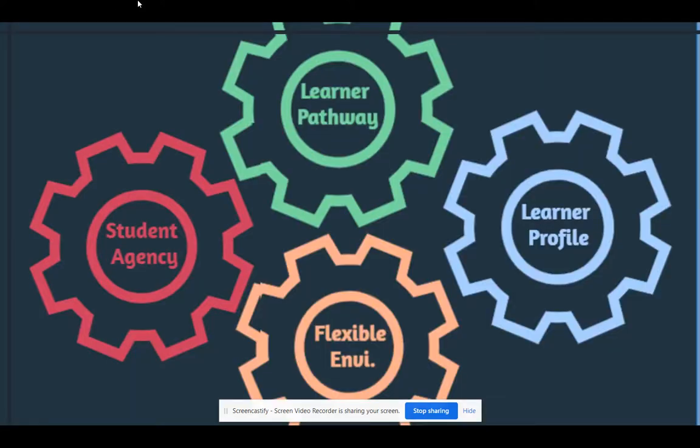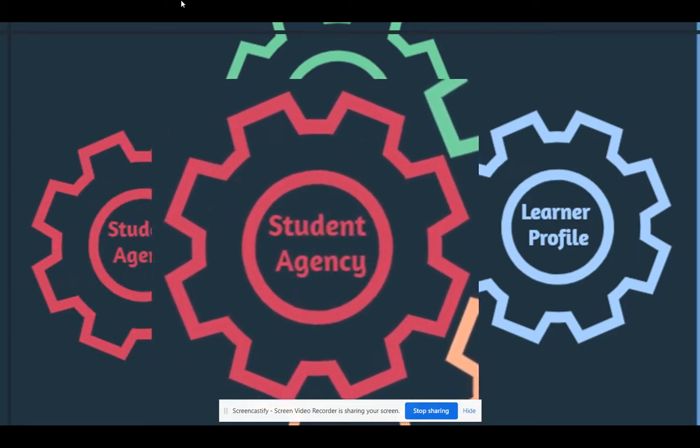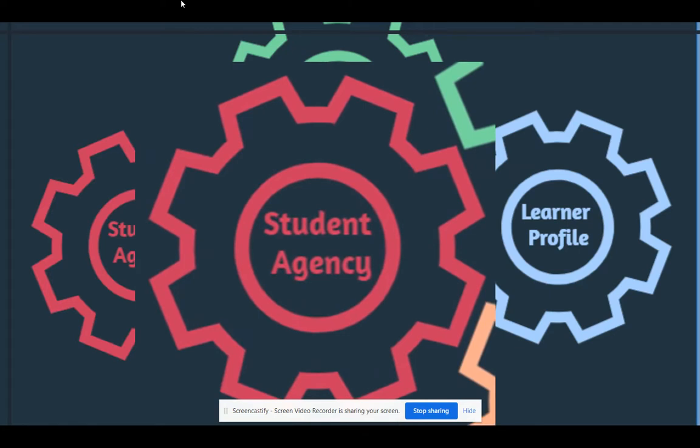So these are the 4 pillars that we're going to be working on: learner pathway, student agency, flexible environment, and learner profile. Those are the 4 big pillars that we will focus on. Now, remember though, student agency is the most important of all. Without it, everything else will fall apart. So be prepared to backtrack and come back to student agency.